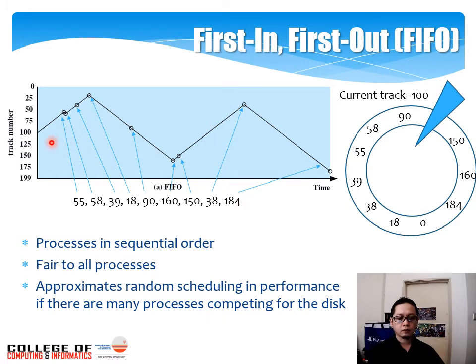This is how the graph will look. Let's say the current track position is track 100. The next request will be for track 55, so it will go to track 55, followed by track 58, and then track 39, track 18, 90, and so on. For this type of question, you just need to draw the graph and show how the tracking distance, or how the tracking location, changes according to the requests.